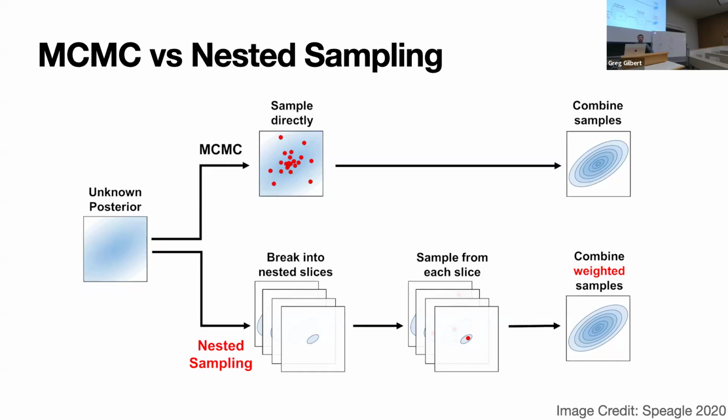MCMC: sample directly, combine samples. Great, that's what we've been doing. In nested sampling, it's very different. Instead of building up with samples, essentially doing a Riemann sum, we're doing integration. In nested sampling, you're breaking the space into equal-level contours based on the likelihood, sampling from each slice, and then combining the weighted samples. You can think of it like, instead of integrating your curve like this, we're integrating our curve in horizontal slices rather than vertical slices.